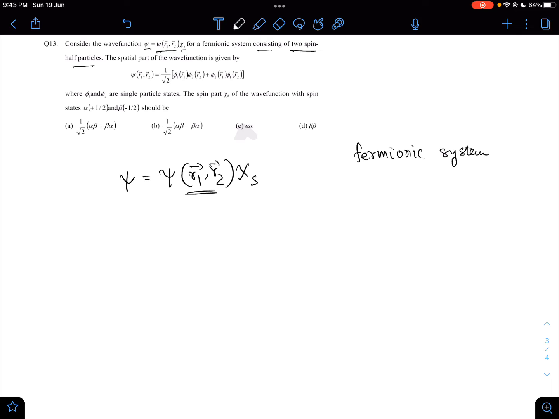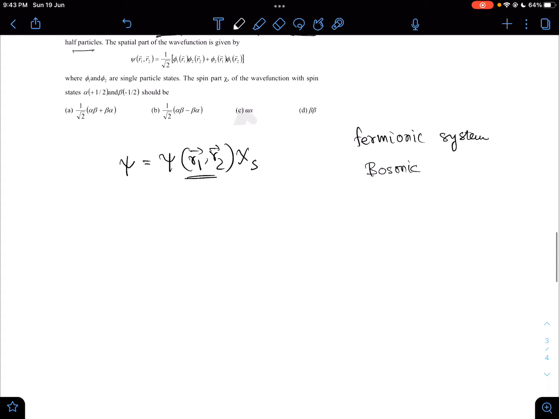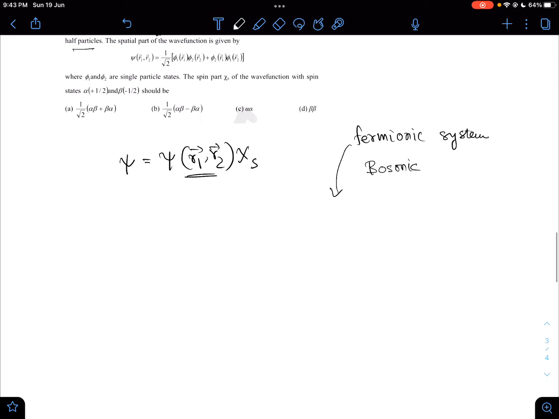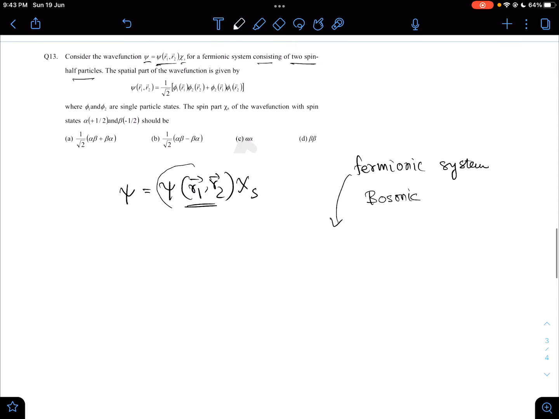We know that in quantum mechanics there are two types of particles. One is fermionic and another one is bosonic. So what is special about them? For a fermionic system, we know that the wave function consists of two parts. This is our spatial part and this is our spin part. So they belong to two different subspaces.